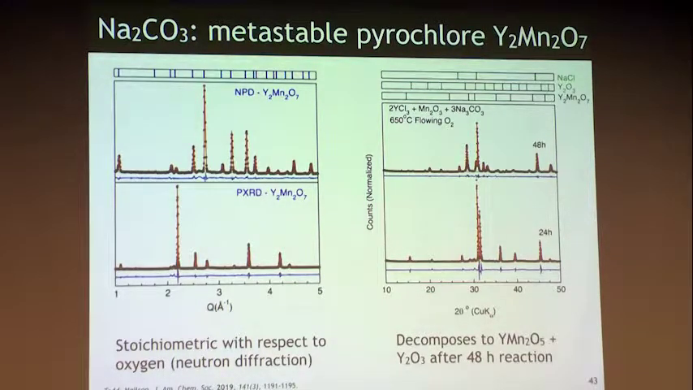And this is metastable. If we cook it for too long, if we go to 48 hours, it falls apart. It goes into some binaries and the brown Mellerite phase YMnO5. This is kind of classical metastability, right? It doesn't stay around under the same reaction conditions. If we go too hot, it also falls apart.